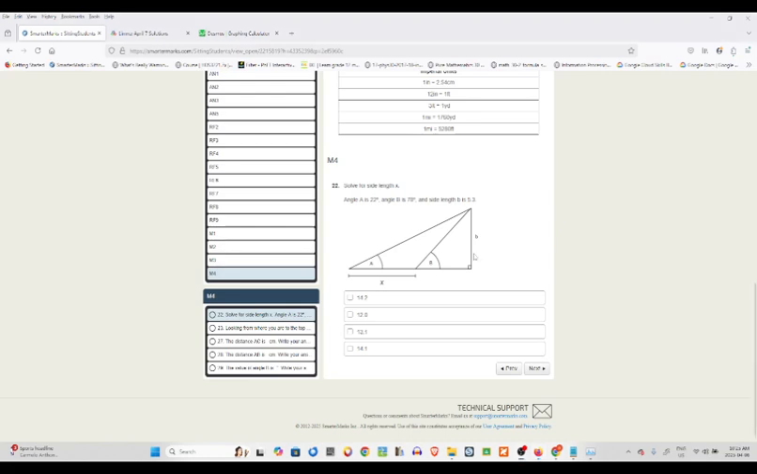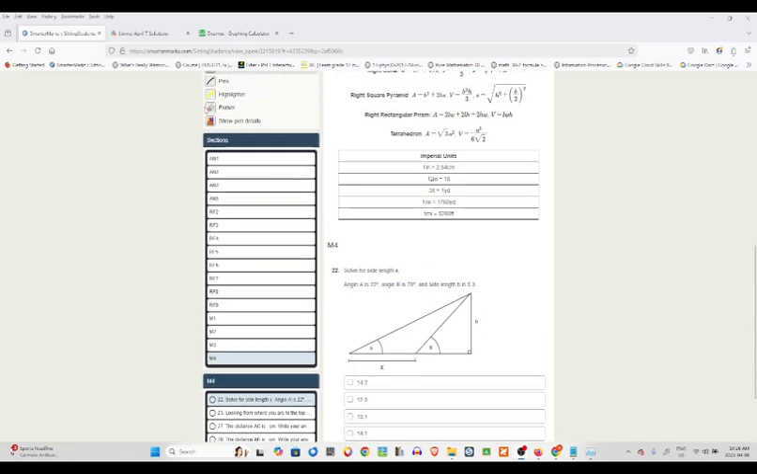Okay, measurement 4, our last curricular outcome for this test. Angle A is 22 degrees, angle B is 78, side length B is 5.3. We need to find x. Well, we can actually do this as two triangles. Here's triangle number 1.